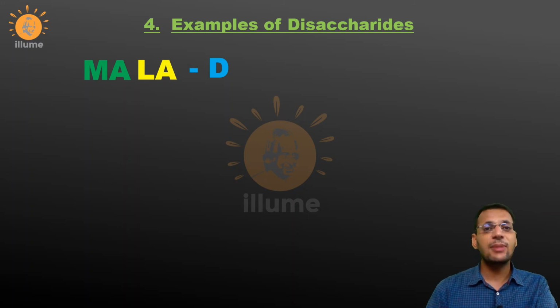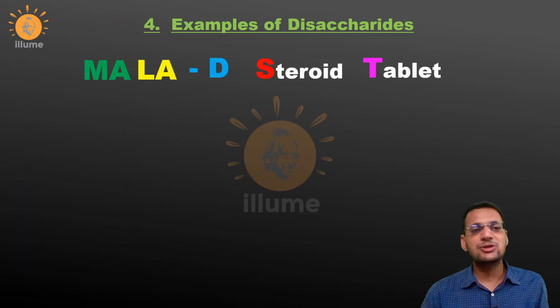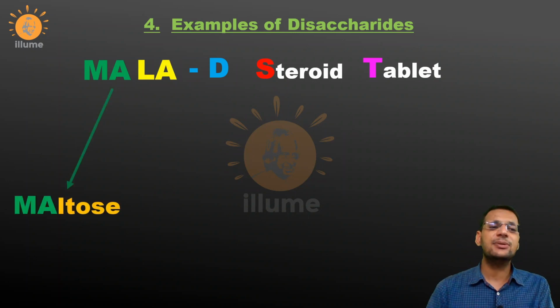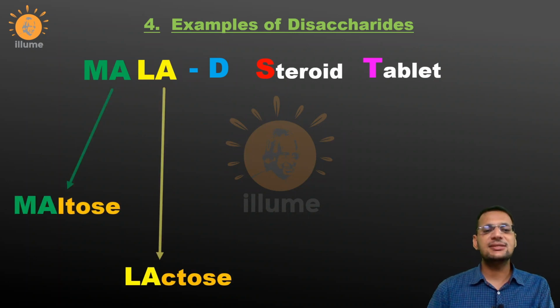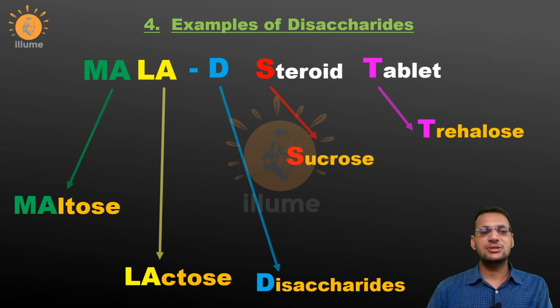D. It is called as Mala D, an oral contraceptive drug. Plus Mala D is a steroid based tablet. We very well know this. Mala D is a steroid tablet. So this Mala D steroid tablet would help us remember the examples of disaccharides like MA represents maltose, LA represents lactose, D represents disaccharides, S represents sucrose and T represents trehalose. That means maltose, lactose, sucrose and trehalose. All 4 of these are examples of disaccharides.